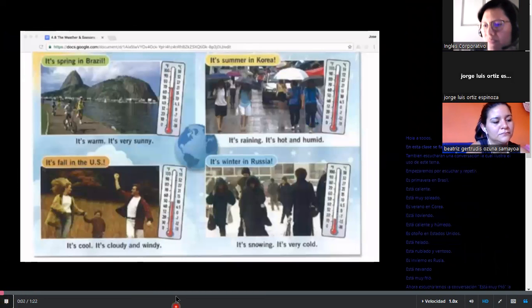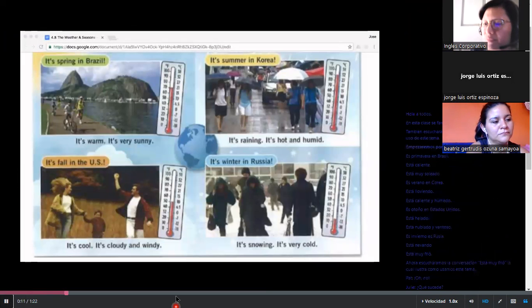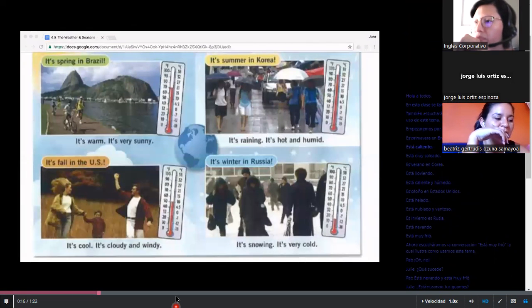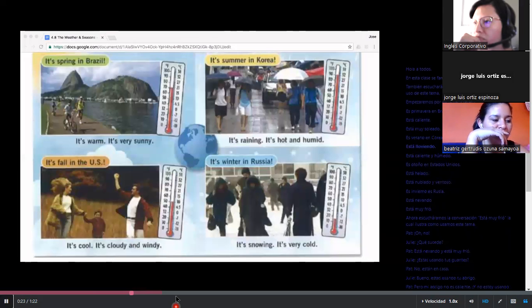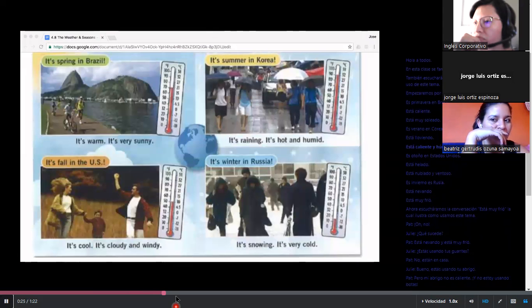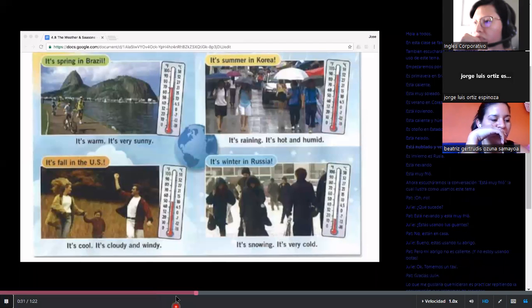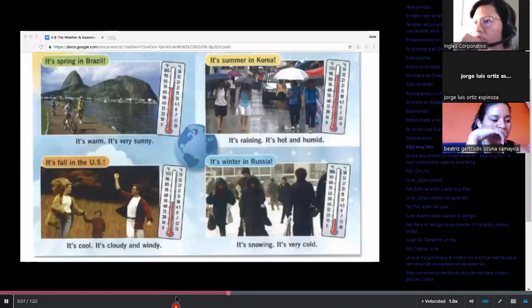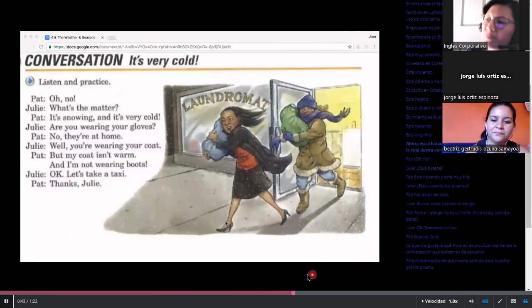Hi, everyone. In this class, you'll become familiar with the weather seasons, and you'll also listen to a conversation which illustrates how this topic is used. Let's start by listening and repeating. It's spring in Brazil. It's warm. It's very sunny. It's summer in Korea. It's raining. It's hot and humid. It's fall in the US. It's cool. It's cloudy and windy. It's winter in Russia. It's snowing. It's very cold. Now, let's listen to the conversation. It's very cold, which illustrates how this topic is used.